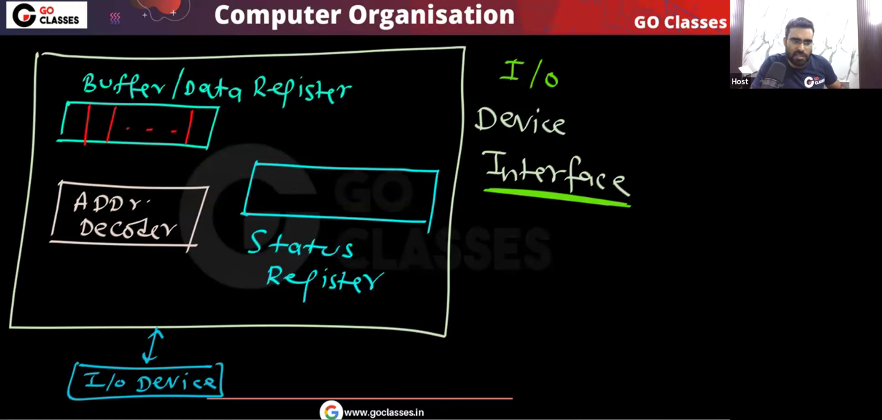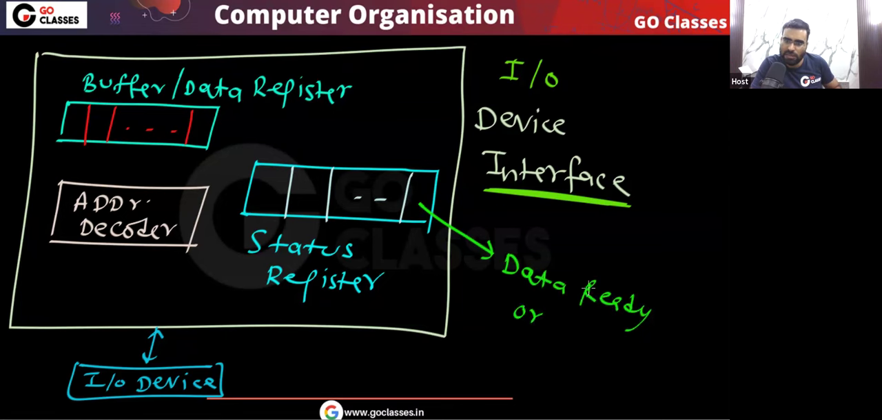Okay, in this status register, remember there can be many bits. For example, there can be 8 bits, and maybe this bit we are using for ready or not. Device data ready or not. Is this clear? Okay, so this is what we can do.